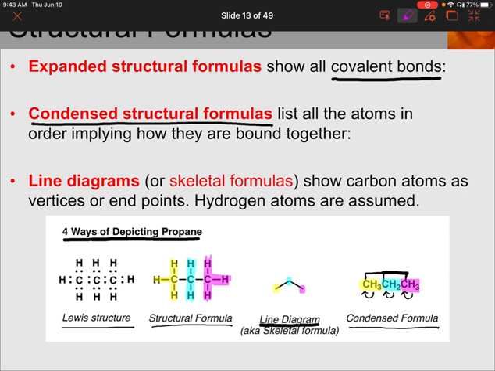And then hydrogen atoms are assumed. So we know that if a carbon only has 1 bond to another carbon, then the other 3 bonds are likely hydrogens. The carbon in the middle, the blue carbon, is bonded to two other carbons. So then we're going to assume that its two other bonds are hydrogens. So that's the easiest way to draw it, but we're probably going to focus on condensed formulas for now.